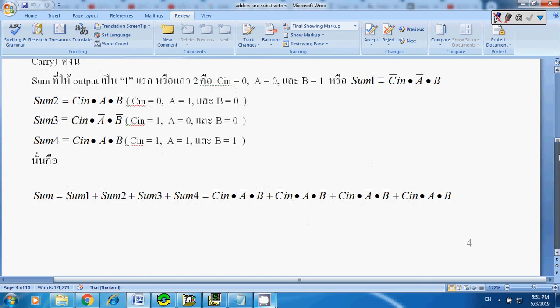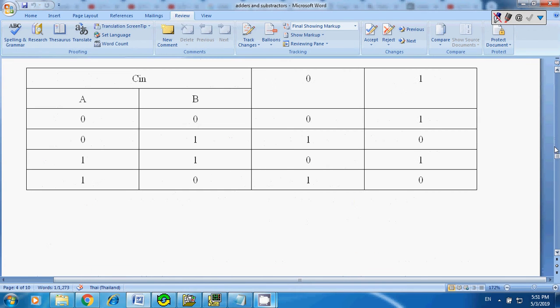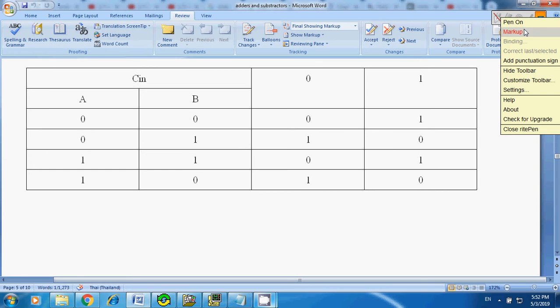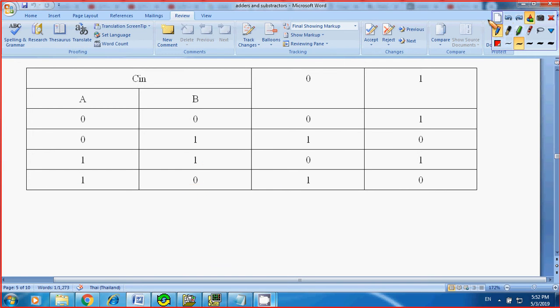Let's get back to our Karnaugh map. Okay, this is where your Cin input is 0, right? And you simply put the output logic of sum as 1. So you have 0, 1 and 1, 0. That's why I have the logic state as 1 just right here, and the rest you simply put 0, 0.